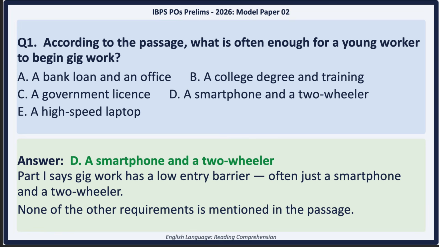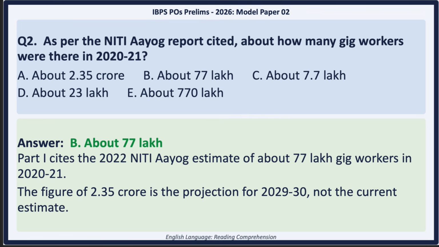So moving to question 2, this one evaluates data discrimination. The passage throws multiple numbers at you, and the question asks for the estimated number of gig workers in 2020-21. Right. And under time pressure, you might just grab the biggest number. But the correct choice is B, about 77 lakh. Not the 2.35 crore? No, because you have to distinguish the historical estimate, which is 77 lakh for 2020-21, from the future projection of 2.35 crore for 2029-30. You're mapping a timeline, not just reading numbers.